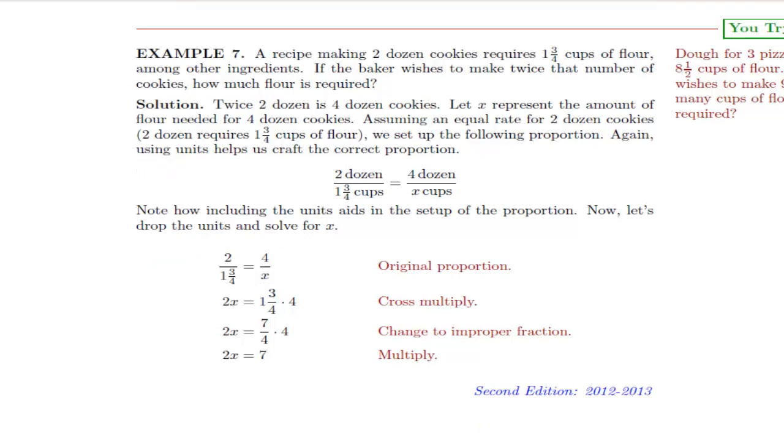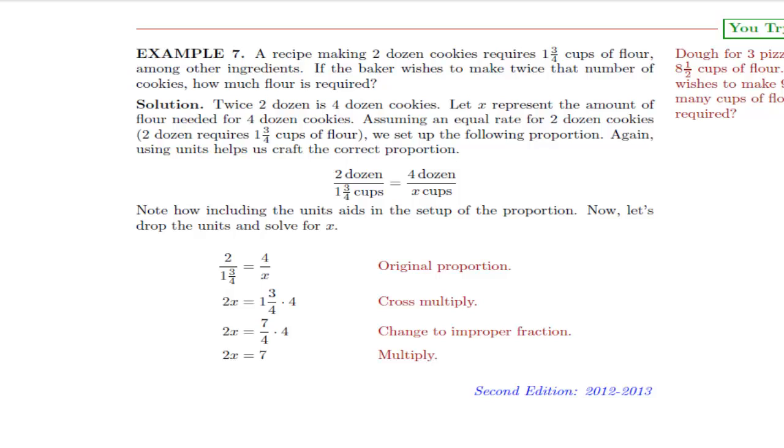Solution. Twice 2 dozen is 4 dozen cookies. Let x represent the amount of flour needed for 4 dozen cookies. Assuming an equal rate, 2 dozen cookies require 1 3/4 cups of flour. We set up the following proportion. Again, using units helps us craft the correct proportion. 2 dozen is to 1 3/4 cups, as 4 dozen is to x cups. Note how including the units aids in the setup of the proportion. So we have dozens in the numerators and cups in the denominators. Now let's drop the units and solve for x.